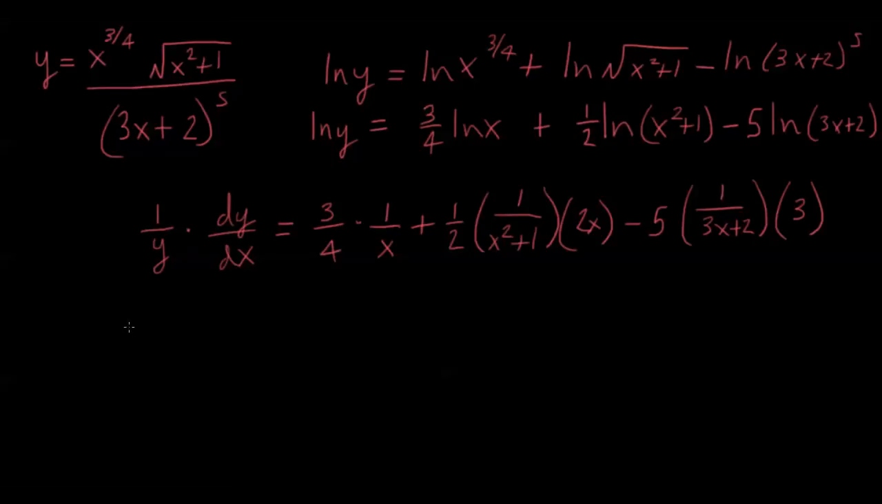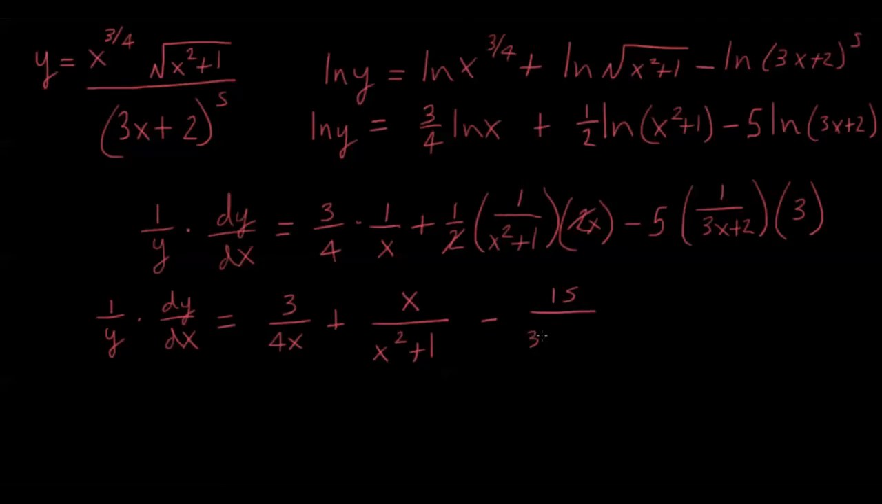So that is our derivative, and now it's just a matter of cleaning it up. 1 over y times dy over dx is equal to 3 over 4x plus, well, these 2's can cancel, so we're just left with an x over x squared plus 1 minus, that's 5 times 3, 15 over 3x plus 2. Now, it looks to me like this could be rewritten, but it would be a mess, so I don't think I will.